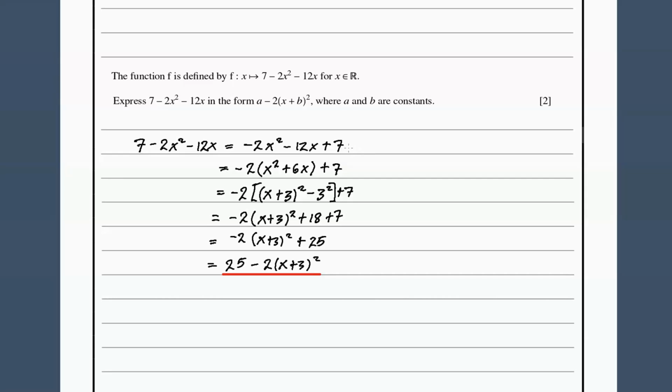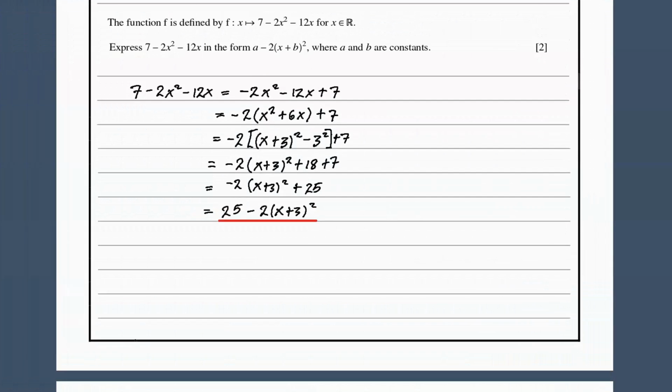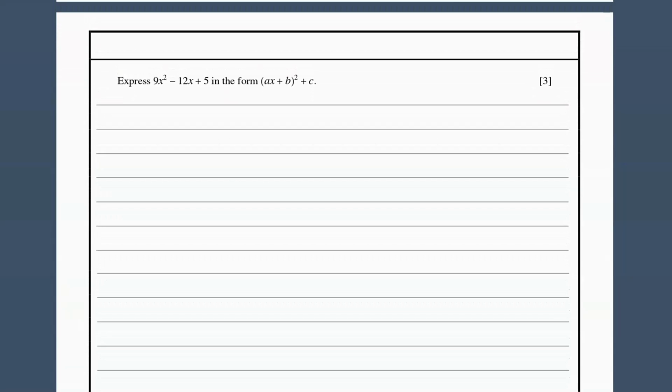Now the last completed square form we want to look at is the form ax plus b all squared plus c. And I have a few particular questions where we have to express the completed square form in that form. Okay, so we want to start with this one where they say we should express 9x squared minus 12x plus 5 in the form ax plus b squared plus c.